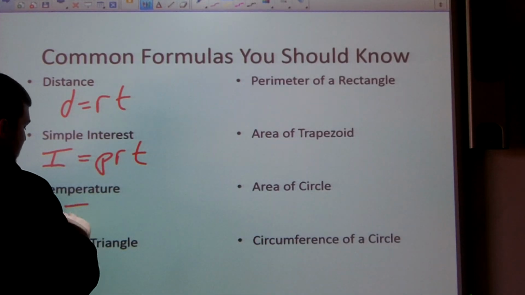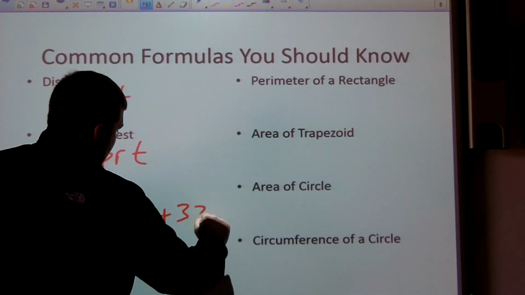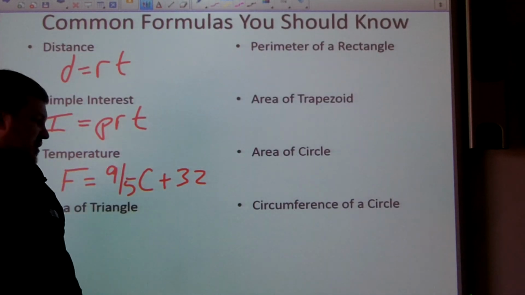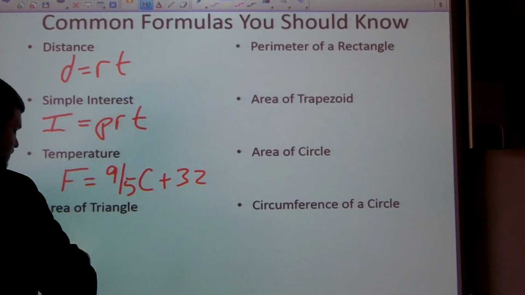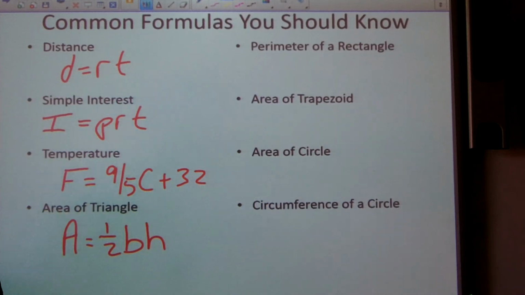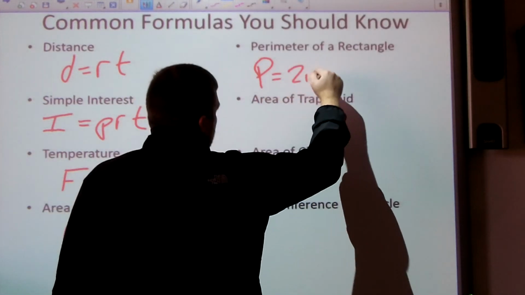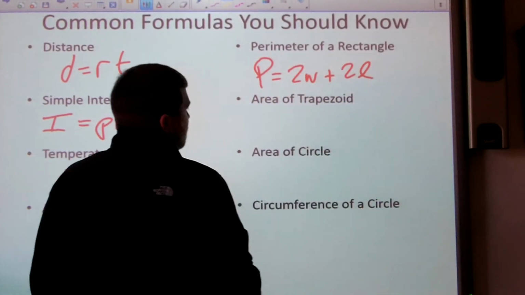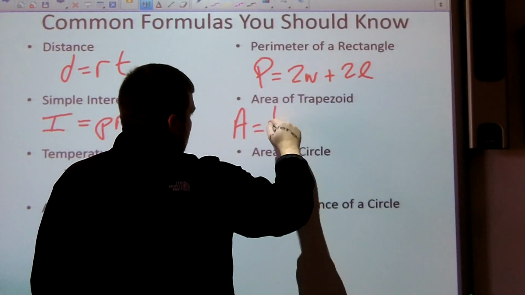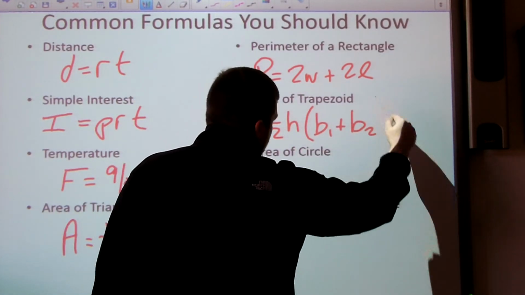Temperature. So we're using Fahrenheit. Typically F equals 9/5 C plus 32. Okay? So here, F is in Fahrenheit, C is in Celsius. Area of a triangle. You should know this one definitely. 1/2 base times height. Perimeter of a rectangle. Perimeter is equal to 2 times the width plus 2 times the length. Area of a trapezoid. There's 2 bases in a trapezoid, so we're going to have area is 1/2 the height times base 1 plus base 2.